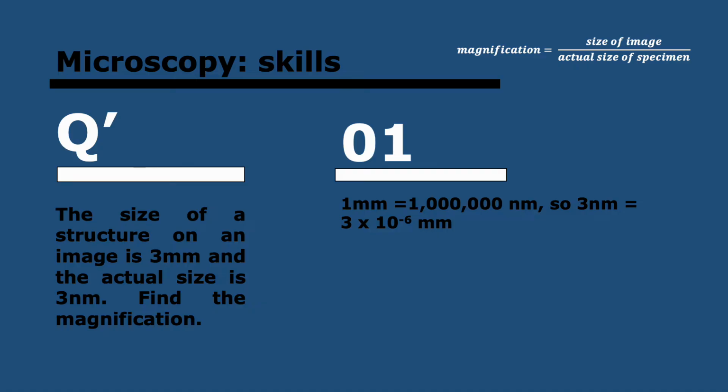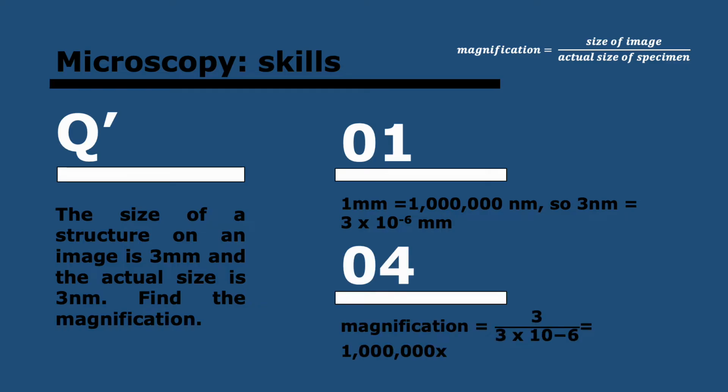Then step 2, we don't need to do. Why? Because we're finding the magnification. That's already the subject of the equation. Number 3, we don't have an image, so we can't measure image size. So moving on to step 4, we just substitute in, and that gives us a magnification of 1 million times.